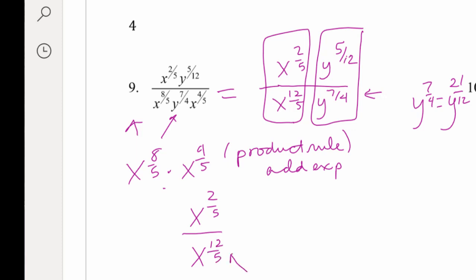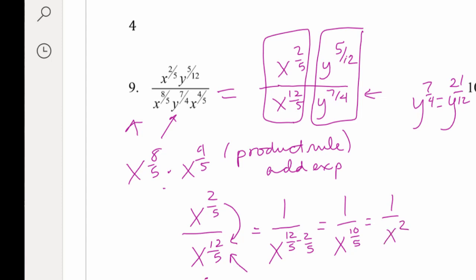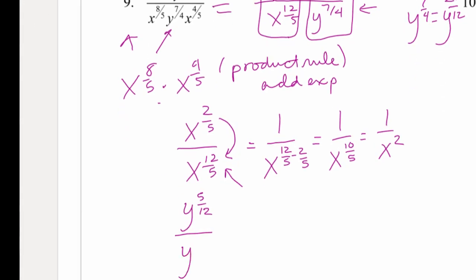The bigger exponent is here, so we're going to subtract the 2/5 from the 12/5 and leave a 1 on the top. So that's x to the 12/5 minus 2/5, which I know you know is x to the 10/5. And guess what? 10/5 is 2. So that's 1 over x squared. Okay, that's cool. All right, now we have y to the 5/12 divided by y to the 7/4, which we changed to 21/12. Get a common denominator, and again, the bigger exponent is at the bottom, so we are going to subtract there. So that's 1 over y to the 21/12 minus 5/12, which is 16/12.